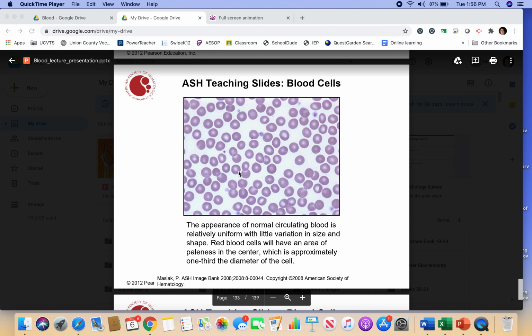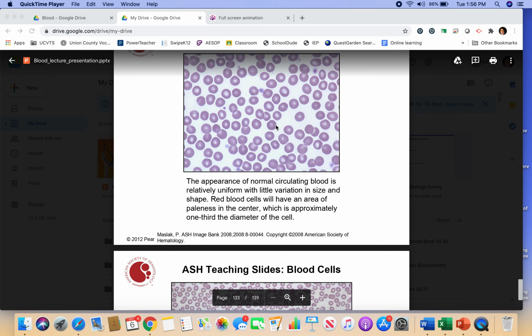RBCs have an area of paleness in the center because we know of its shape. It's biconcave, looks like a donut, which is approximately 1/3 diameter of the cell. So red blood cells are typical to find. They have a lighter area in the middle as opposed to the boundaries or the surrounding.